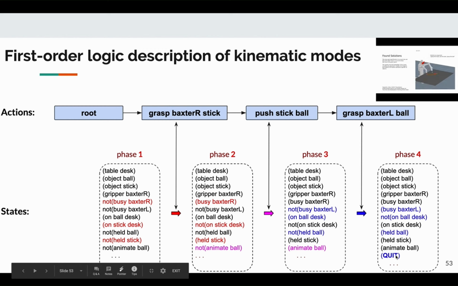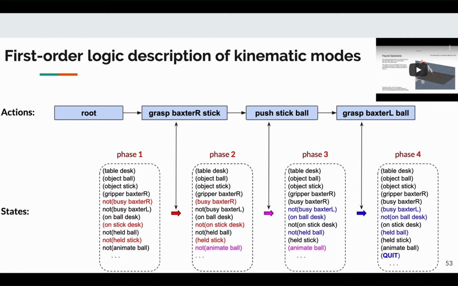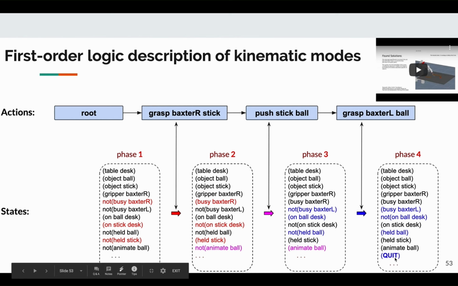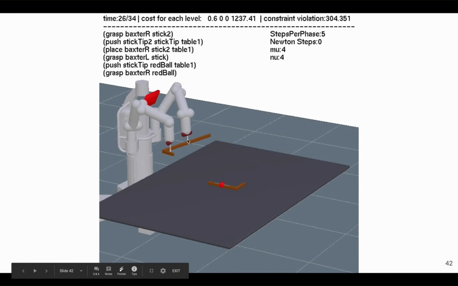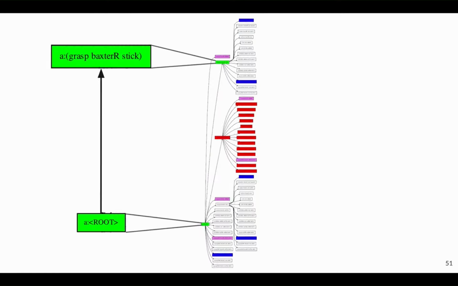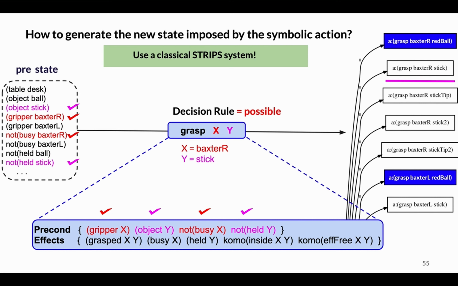So quit is also inside a world dictionary. And this quit is also produced by a decision rule. And this decision rule is a task of the environment. So one of the decision rules represents the task of the environment. So grasp, I guess, Baxter L, red ball. And as soon as you can do that, you have the quit pointer and you say it's finished.